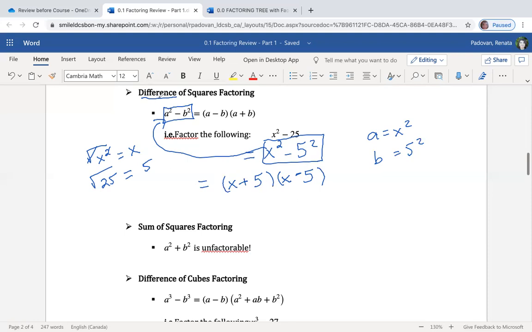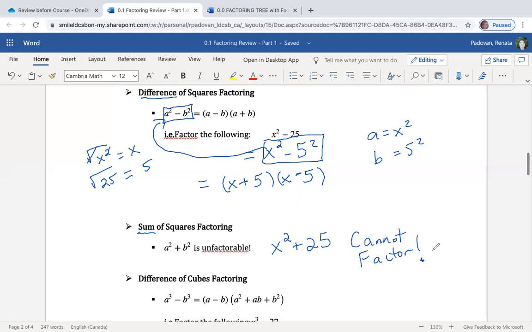So that's difference of squares if there's a negative sign. What if there's a positive sign, meaning sum of squares? So if I had the same question here, if I had x squared, but plus 25 instead of minus 25, it's unfactorable. So I cannot factor this. It's only if it's a difference of squares. Okay.